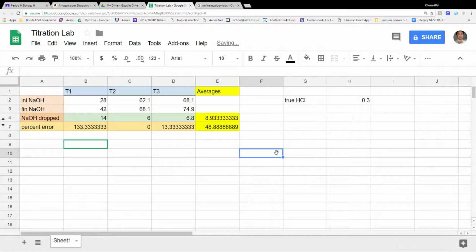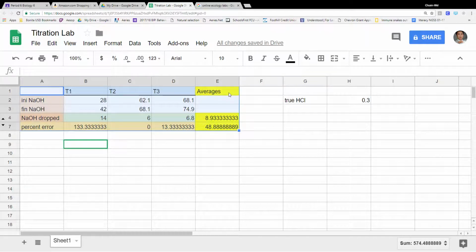I hope that helps. Some of you had some problems cutting and pasting this. It shouldn't be too much of a problem. Just highlight this whole thing and then copy, and then you could paste it into your Word document.